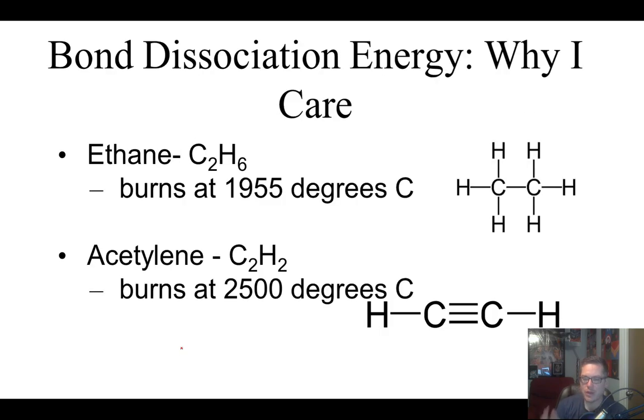All right, but why do you care? Well, look at this guy here. You've got ethane. Ethane burns at about 1955 degrees Celsius. That's still pretty warm, but it's not too terribly warm, especially when you compare it to acetylene, which burns at almost 600 degrees higher. The only difference is it's got that triple bond instead of that single bond. We burn propane and ethane in our barbecue grills outside, but we use acetylene for welding, to actually melt metal and get it to stick together and form new metallic bonds.